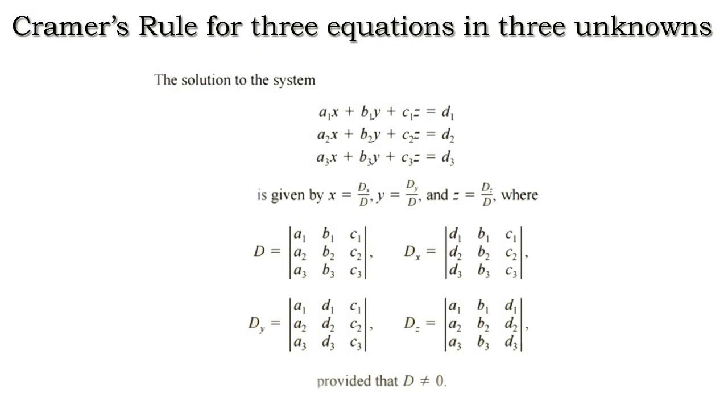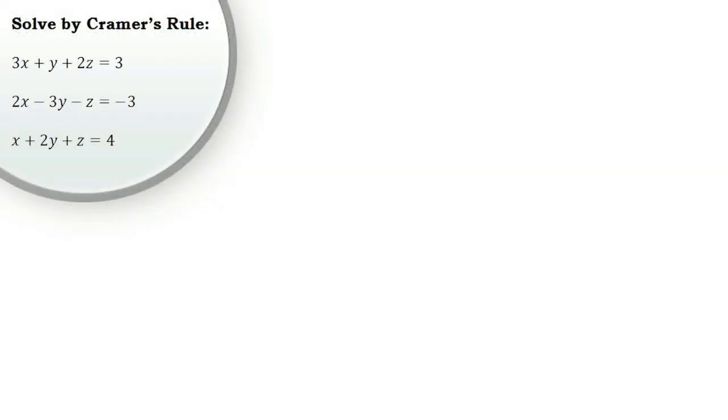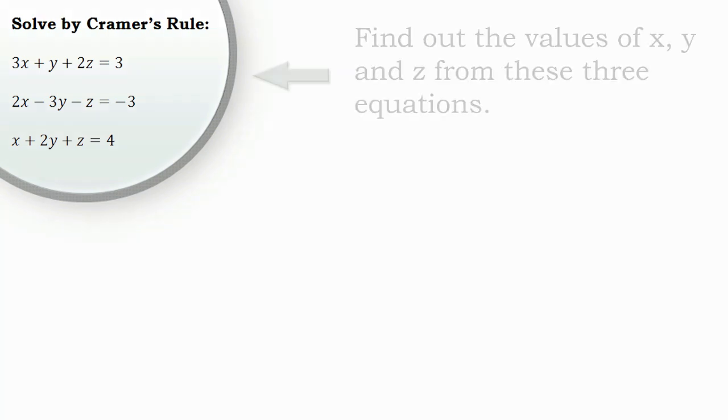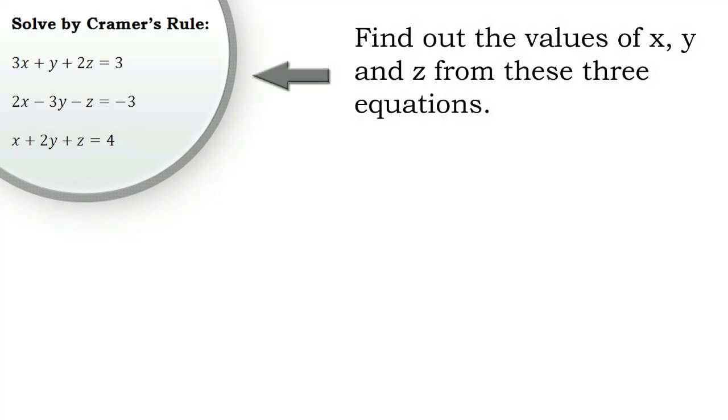This is what the textbook definition of Cramer's rule looks like. Let's straight away try to understand this method with the help of an example. Let's say we need to solve these three equations using Cramer's rule. So basically, we need to find out the values of x, y and z from these three equations using Cramer's rule.